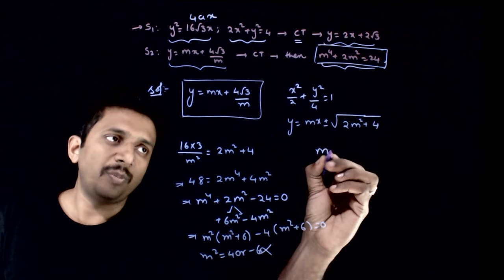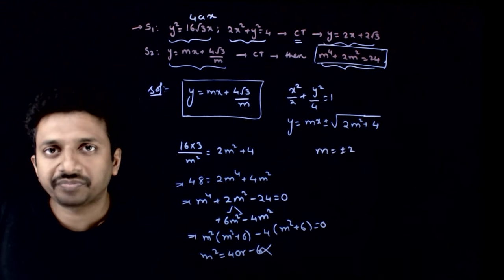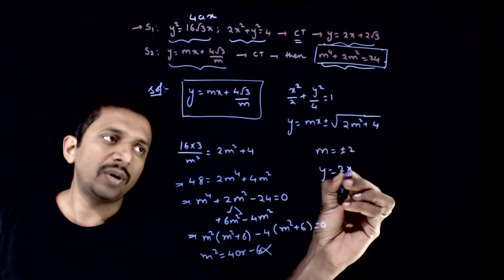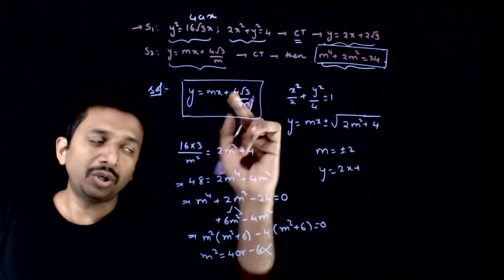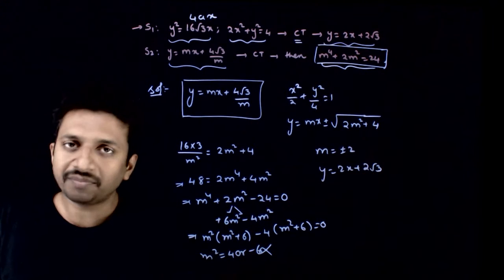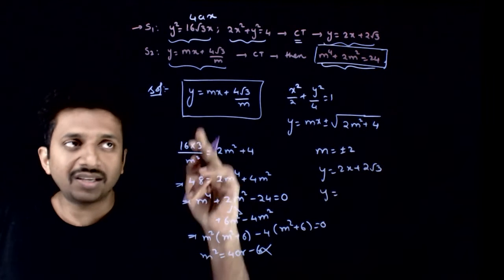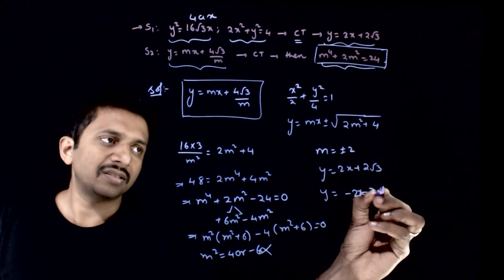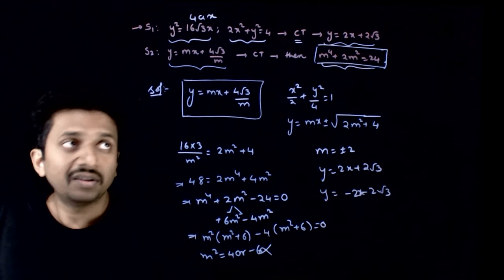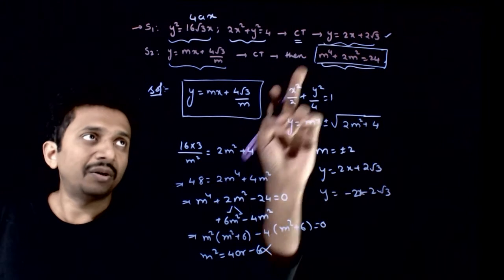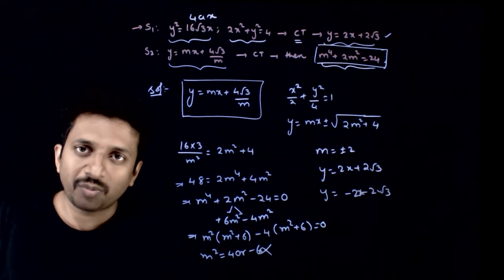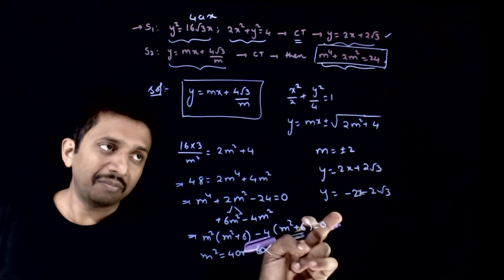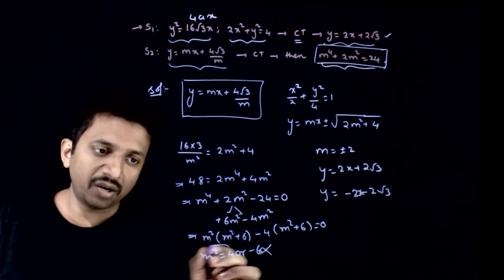That means the slope of the common tangent is plus or minus 2. Now if the slope is plus 2, the equation is y is equal to 2x plus 2 root 3. Or symmetrically, if you put m is equal to minus 2, you have y is equal to minus 2x minus 2 root 3. So the first statement is true, right? Because y is equal to 2x plus 2 root 3 is a common tangent.